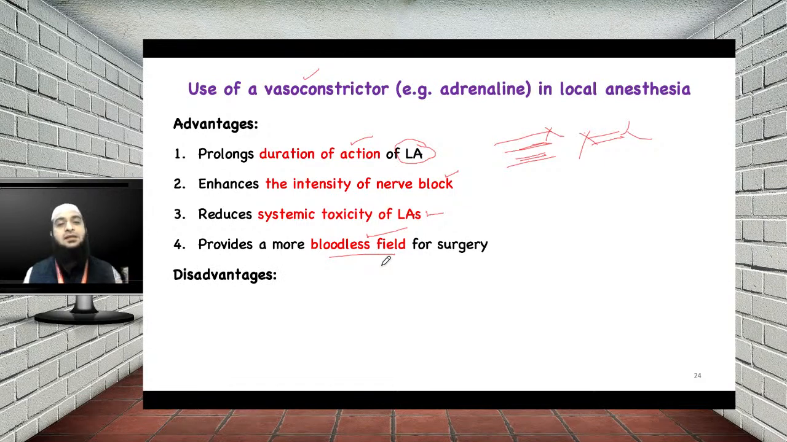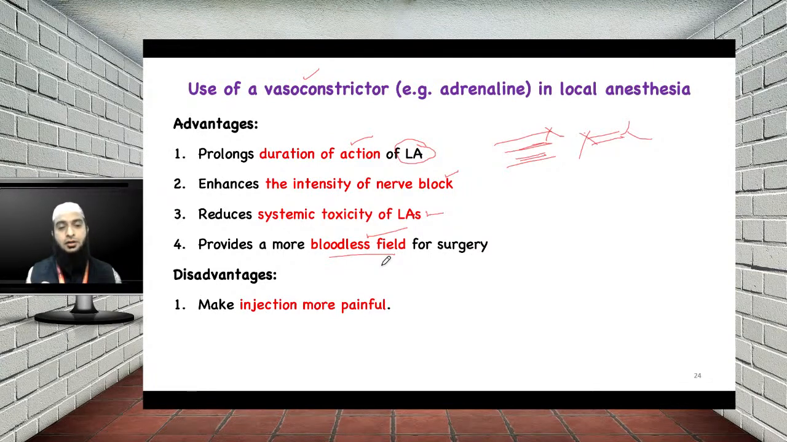But although it is an advantage, every drug has two sides of the coin, both advantage and disadvantage. Likewise, the use of adrenaline or vasoconstrictor in local anesthesia also has certain disadvantages. So what are those disadvantages? The first disadvantage is that it makes the injection more painful, right? Because it produces a shrinkage of the skin. The blood supply is less.